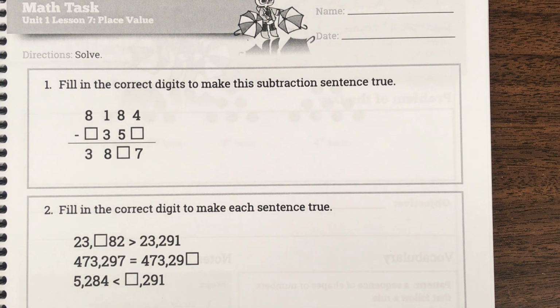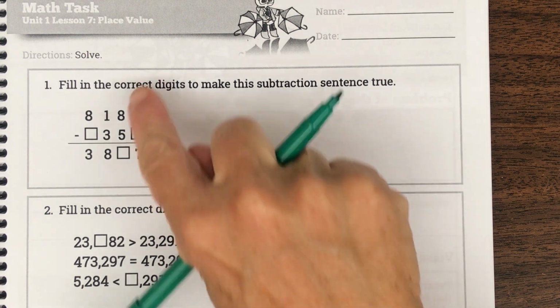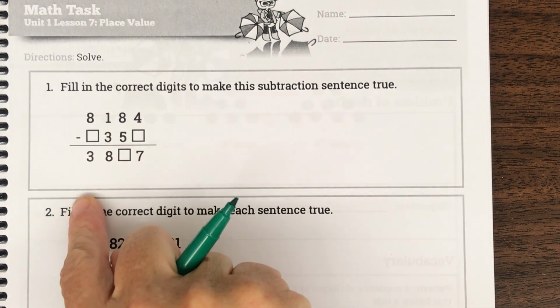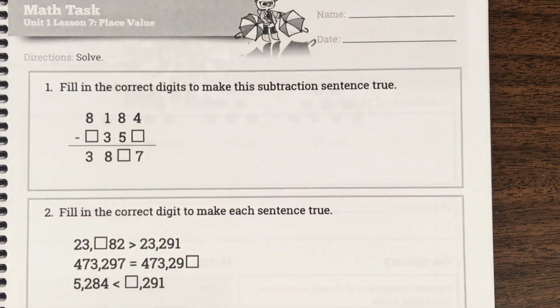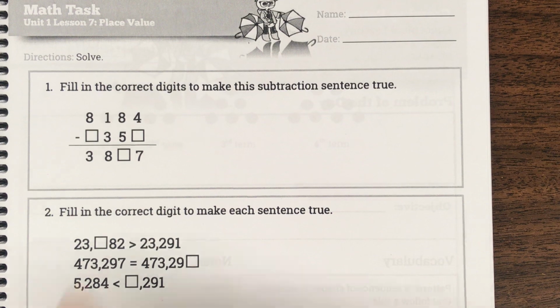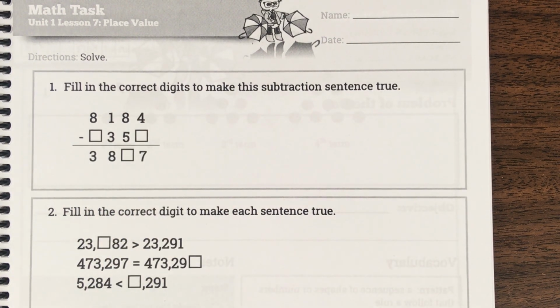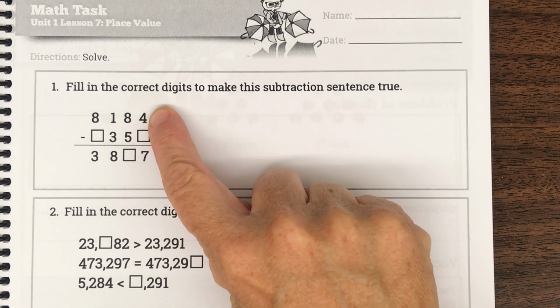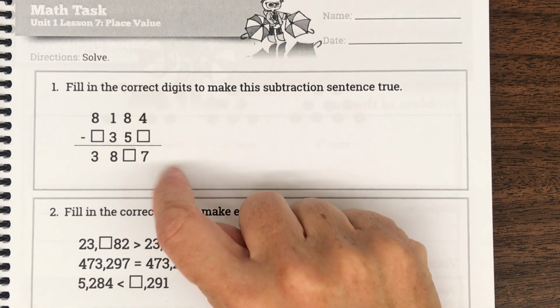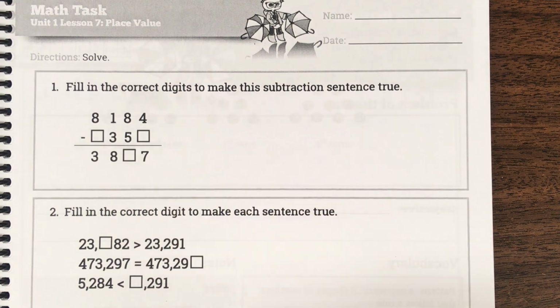Okay, number 1 says fill in the correct digits to make this subtraction sentence true. Okay, so when I subtract, the nice thing is they've already lined up the columns for me nicely, and I always start in the ones column. So what do I see? I see 4 take away something equals 7. Okay, well I know that's impossible, because if I only had 4 to start with, and I take some away, I can't end up with 7. That's not possible. So I must have to regroup there.